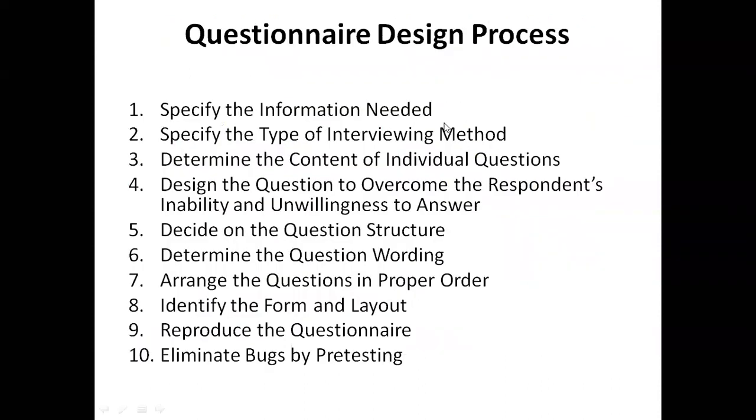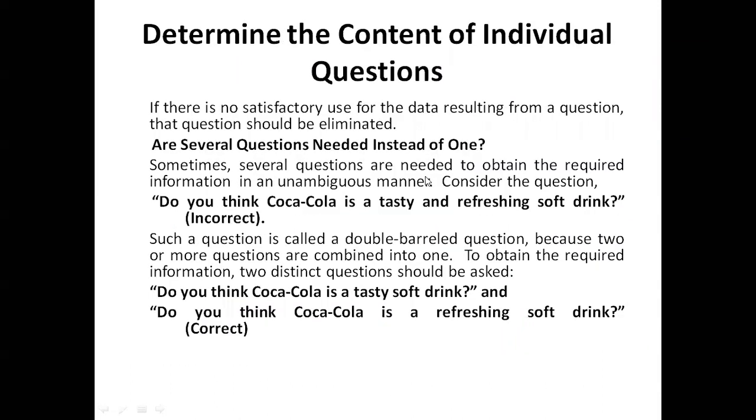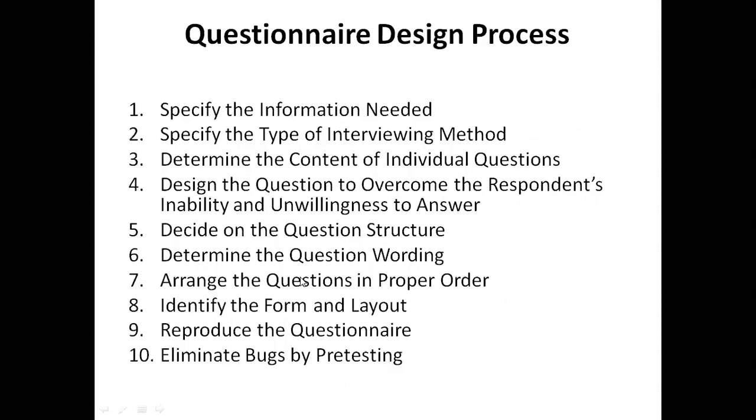Specify the information needed. We specify the information needed using the research problem and research objectives, and then we will come to know what information we need. And in specifying the type of interview method, we state what type of interview method we will use, structured interview method or unstructured interview method. Then determine the content of individual questions. So we will not ask questions which are clubbed with more than one or two variables. Design the question to overcome the respondents' inability and unwillingness to answer.